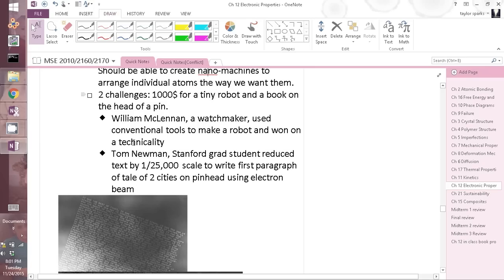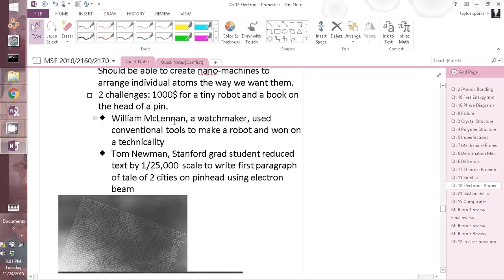His first challenge was for $1,000 for somebody to create a tiny robot. His second challenge was for somebody to write a book on the head of a pin. So the first guy won the first challenge. His name was William McLellan. He was actually a watchmaker, and he won the challenge sort of on a technicality.